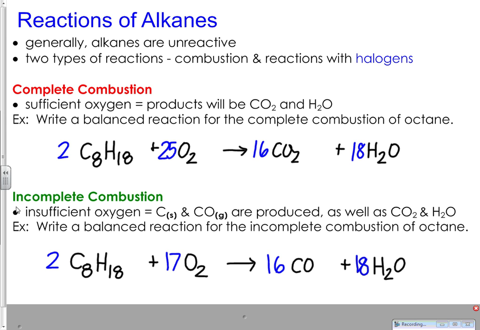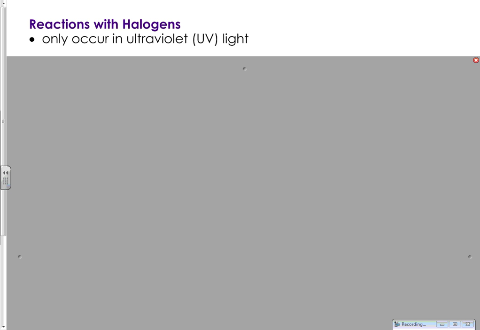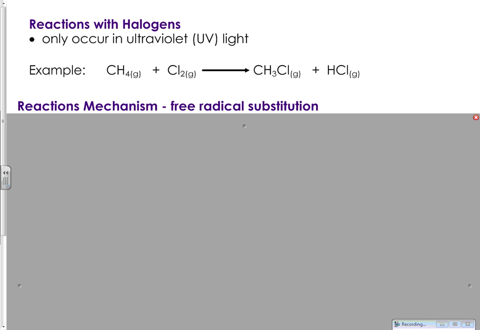Now, there is a second type of reaction for alkanes, and that's reacting with halogens. But this will only occur if there's UV light present. Now, you might remember last year we studied the electromagnetic spectrum, and UV is on the far end, the high energy end of visible light. Now, here's an example where we have methane, CH4, reacting with chlorine, Cl2.